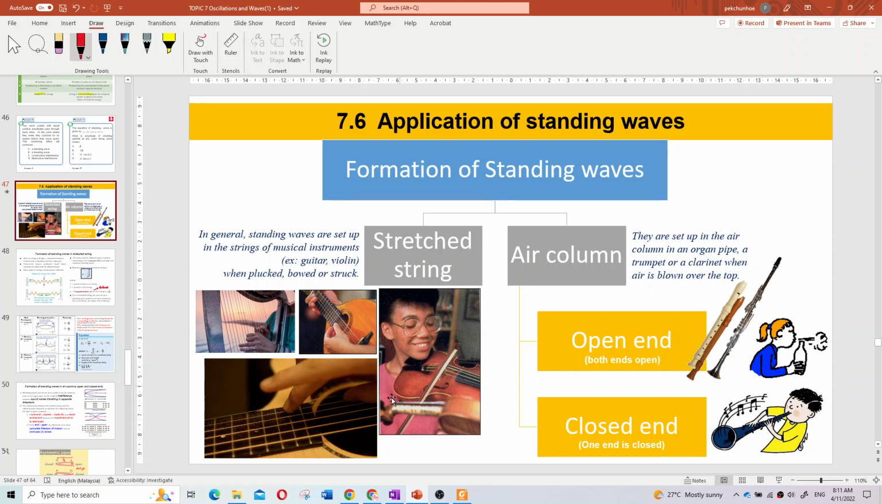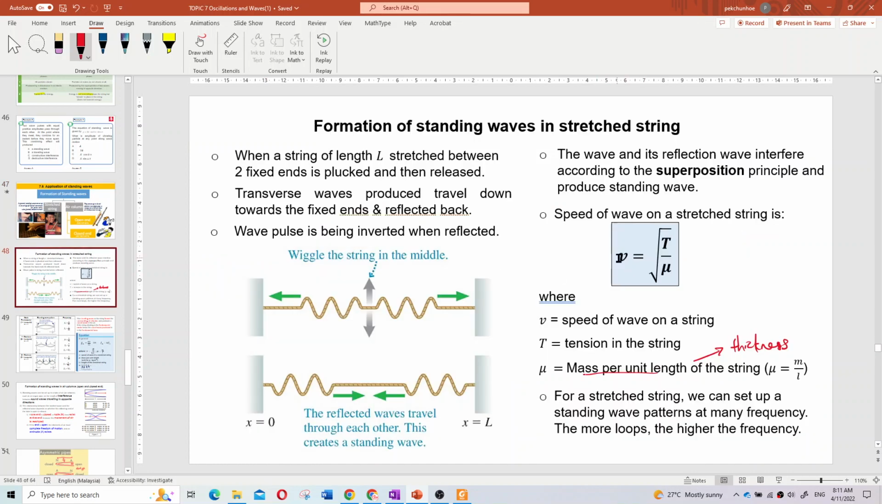And then tension: we normally tune the guitar to apply different tension in the string. So that will result in a different speed of wave on the string. When you change the tension or the thickness of the string, you change the speed of wave traveling on the string. Ultimately, it will change the frequency of sound produced by the string. For a stretched string, we can set up standing wave patterns at many frequencies. The more loops, the higher the frequency. More loops means shorter wavelength.